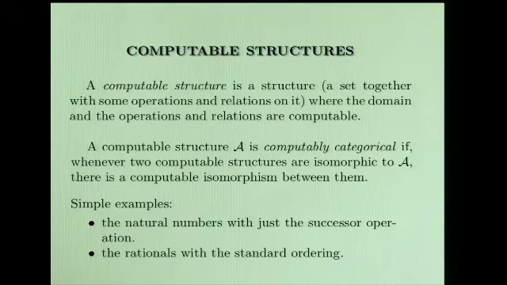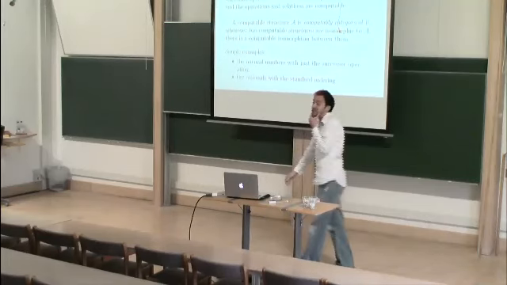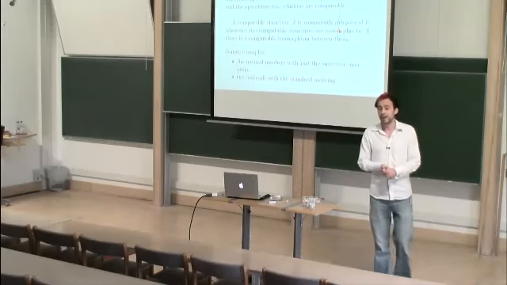Okay, so that's fairly clear. Some very simple examples: we take the natural numbers with the successor relation. That's obviously going to be computably categorical. If I take two computable copies of that structure, you're given a finite amount of non-uniform information about where 0 is, and then you can just compute the successor function to give you the isomorphism. Another very simple example: we take the rationals with the standard ordering. That's going to be computably categorical just by the normal back and forth argument.